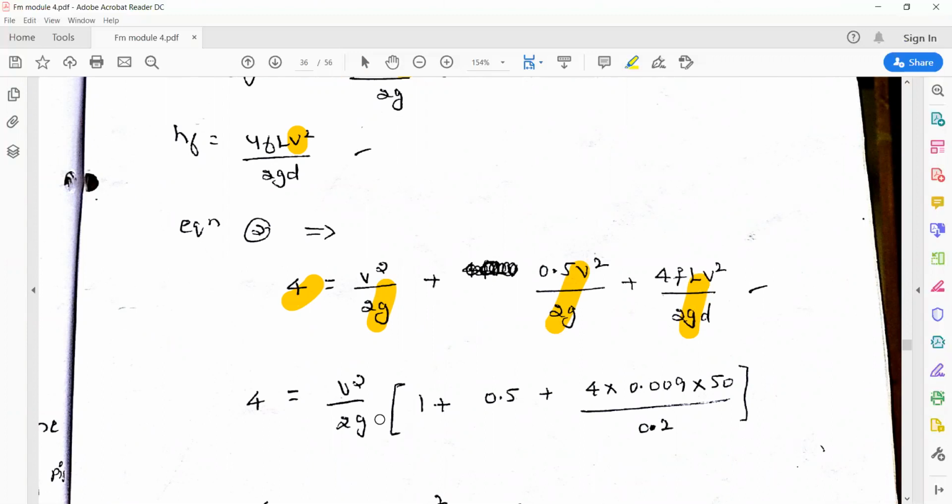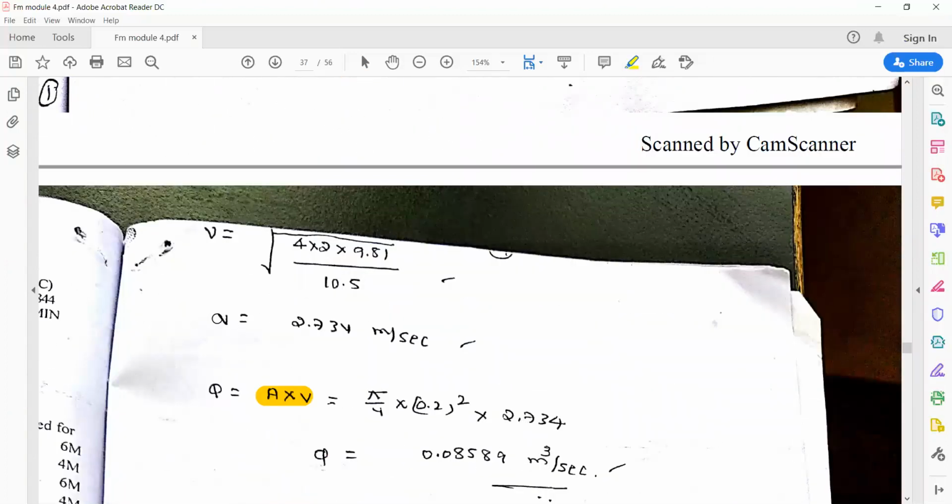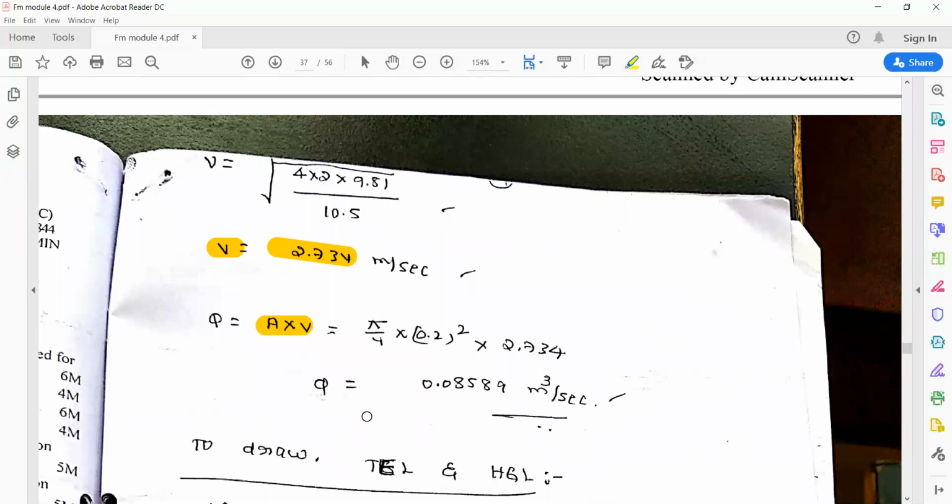In this, V square by 2G has been taken common. All other terms, the values of F, L, D, everything you know. If you substitute, you'll get the value of V. Once you know the value of V, you can calculate the discharge. Discharge is area into velocity. So Q is equal to area into velocity, and Q is equal to 0.8589 meter cube per second. Alright, so this is one part.